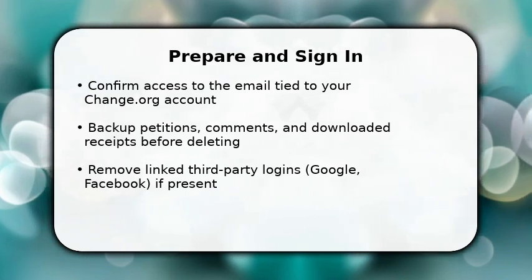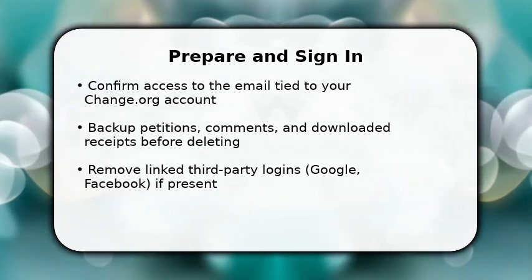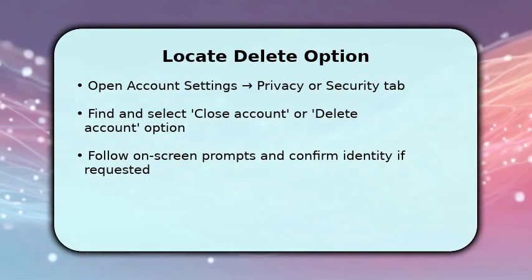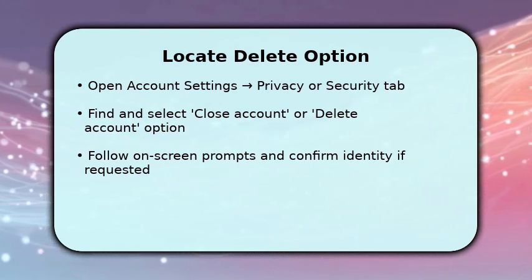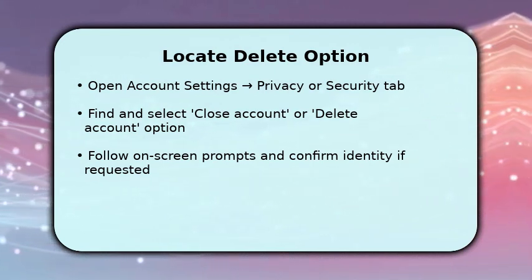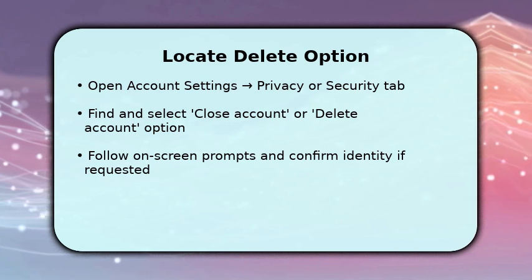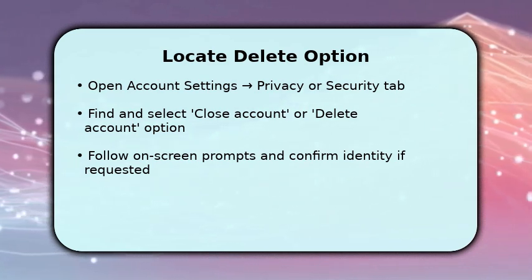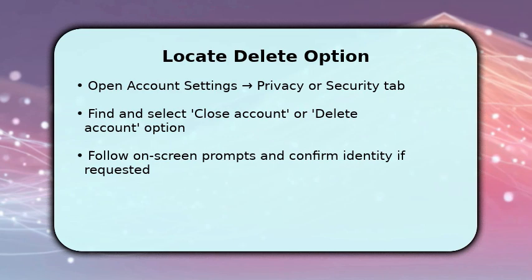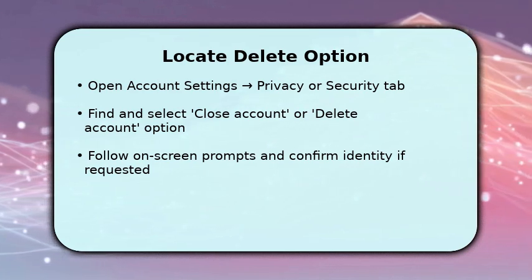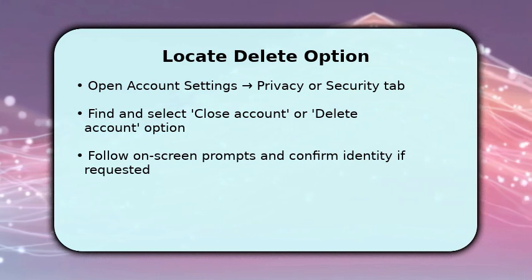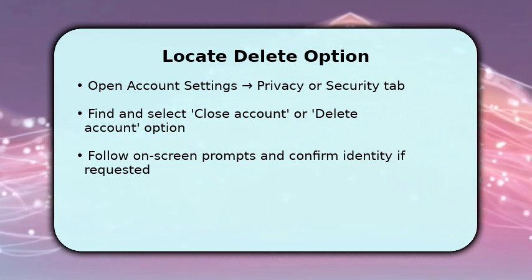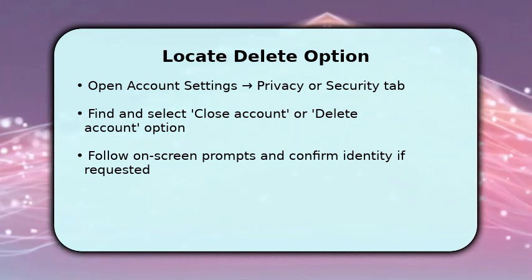Once in Account Settings, navigate to the Privacy or Security section where Account Closure lives. You'll see a Delete Account or Close Account link. Click it to start. The site will prompt you to confirm identity, often by password re-entry or email verification. This is to prevent accidental deletions. Follow each on-screen prompt carefully, reading warnings about losing petition history and saved data. When asked, confirm that you understand deletion is irreversible.